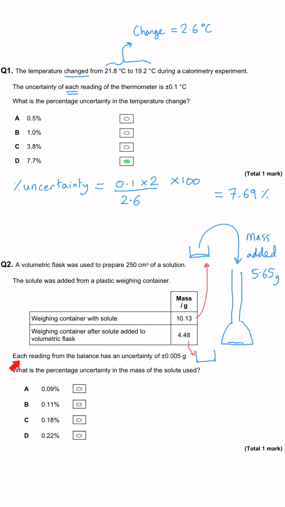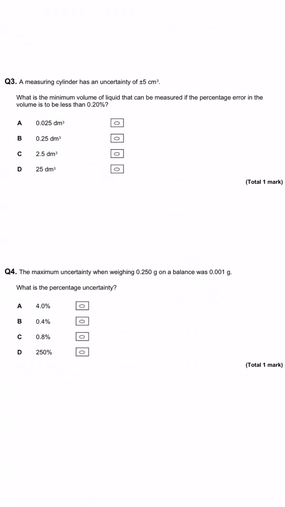We're signposted again to the fact that each of the readings has a particular uncertainty, and we know that there were 2 readings made. And so the percentage uncertainty is this absolute uncertainty multiplied by 2 for the fact there were 2 readings, divided by that measurement, 5.65 grams, and then multiplied by 100. And when we run those numbers, we get 0.177%, which of course is 0.18 to 2 decimal places, which means C is the correct answer.